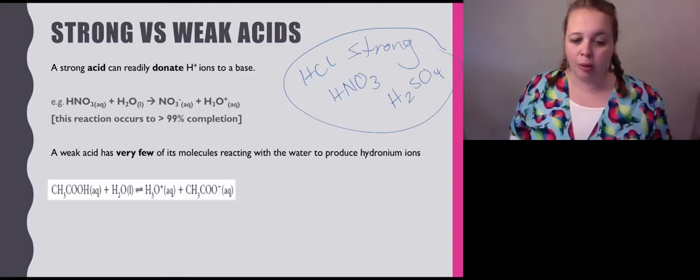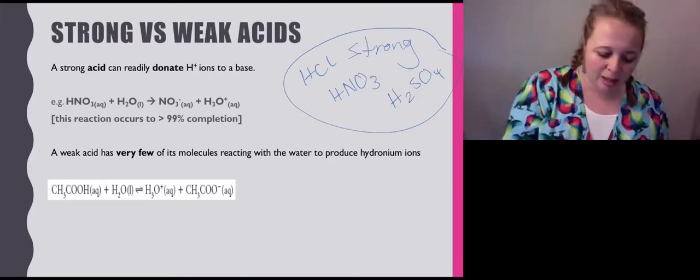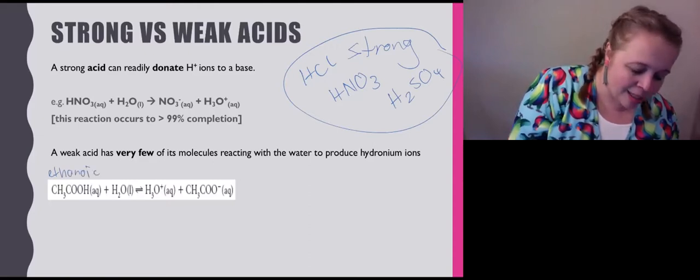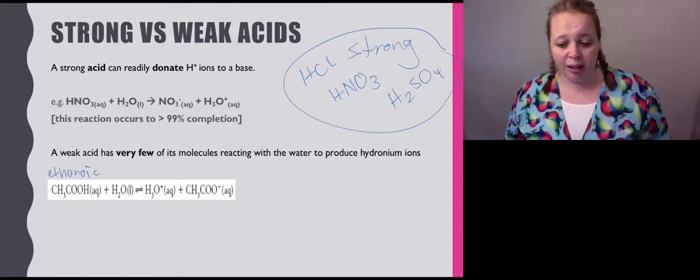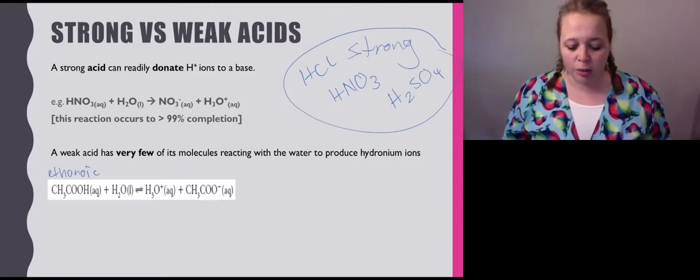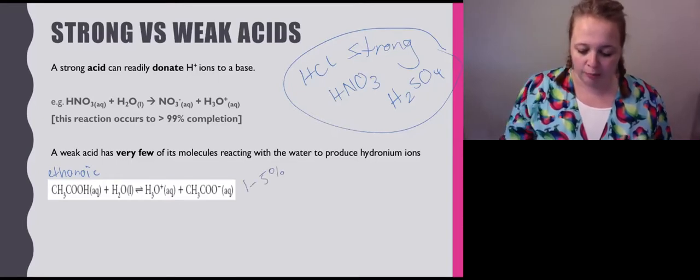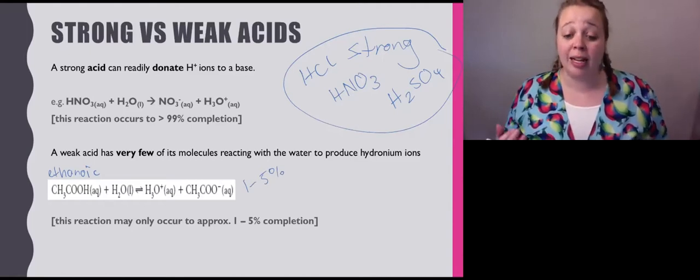For example, this one here, and I'm hoping that you're pausing and thinking, what is this acid? This one here is ethanoic or acetic acid. It's the one that you find in vinegar. You wouldn't expect that to be very strong. Vinegar you can eat. And this one only happens to about 1 to 5% completion. As a result, we call that a weak acid.